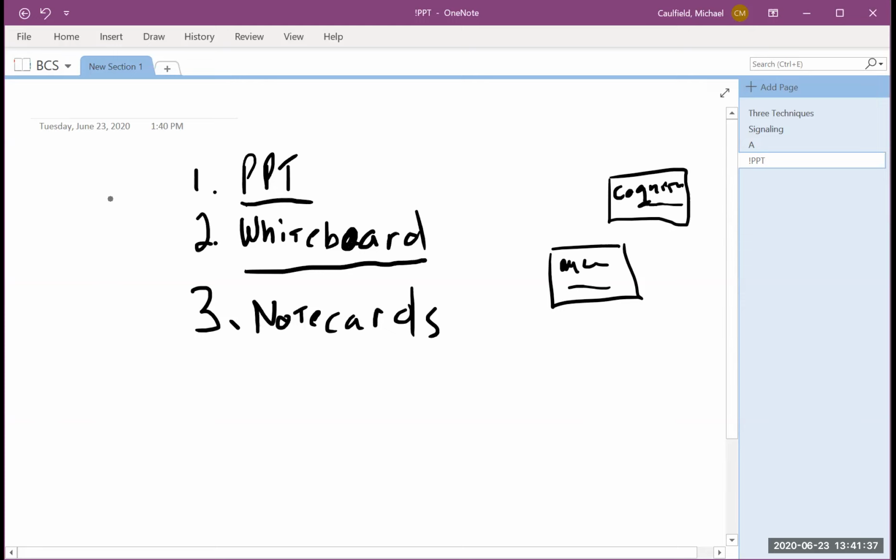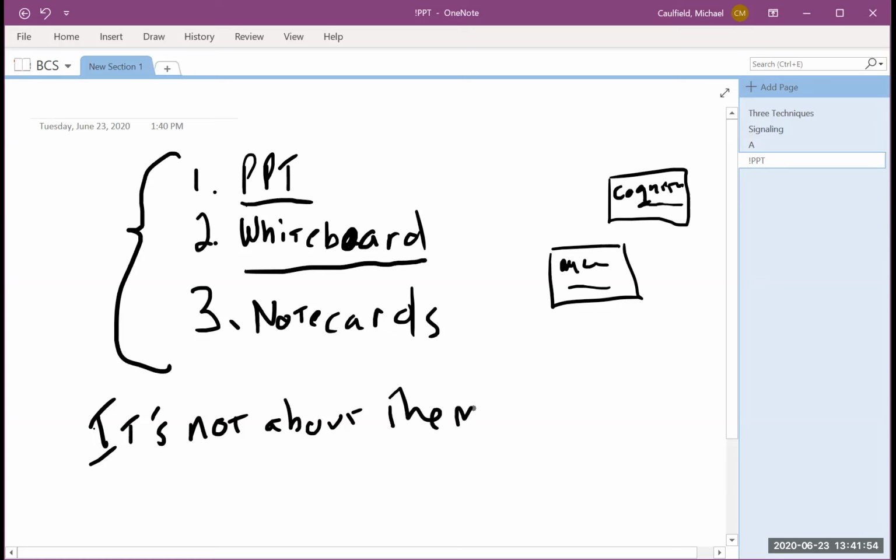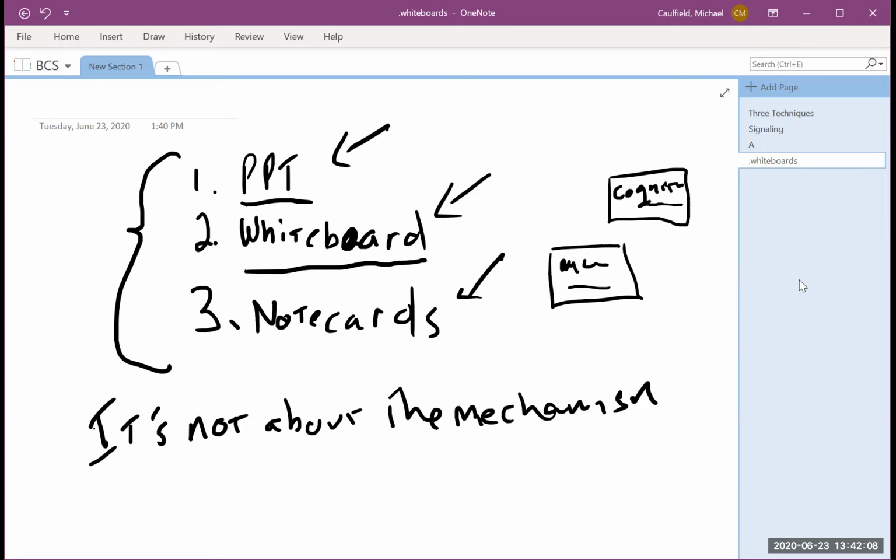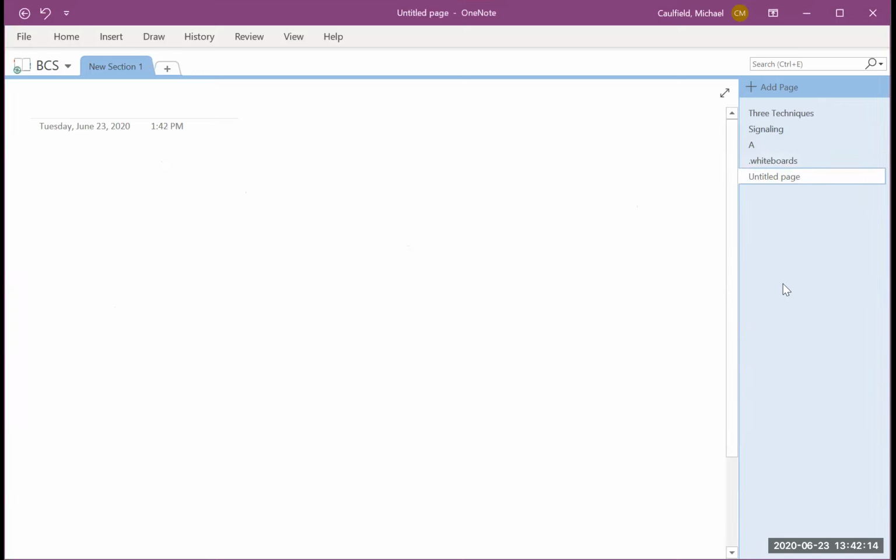Now, here's what to remember about all three of these. This is so true of so much in educational theory. It's not about the mechanism, right? Not about the mechanism. What I mean by that is whether you're doing PowerPoint or a whiteboard or note cards, the same sorts of principles apply, right? So what are some of the principles of doing signaling? First, when you're signaling, right?